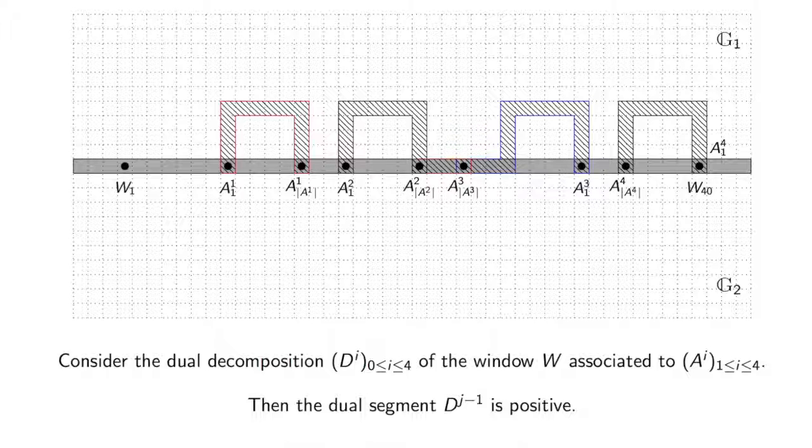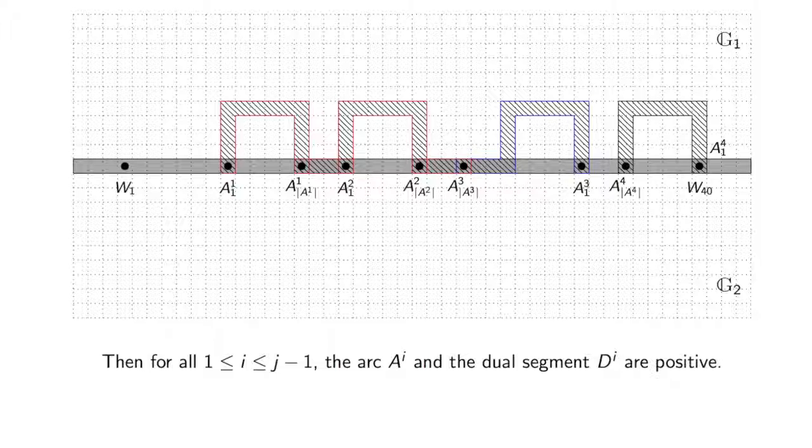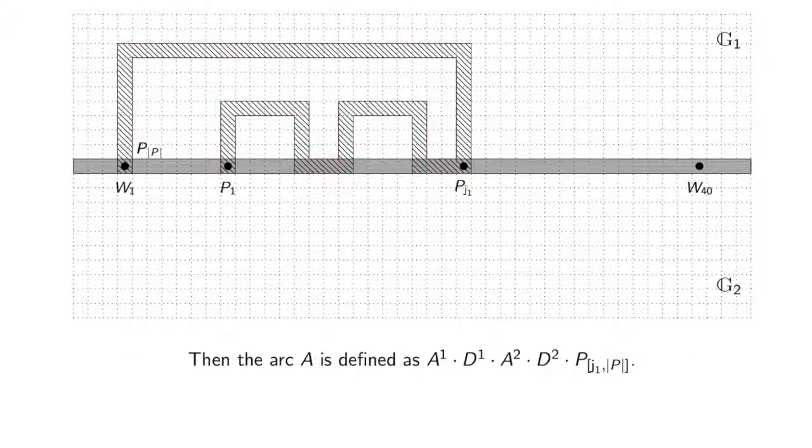Consider the dual decomposition of the window W. The last position of the dual segment D2 is the last position of A3, that is to say Pj1. Then the dual segment D2 is positive. This dual segment is in red. From the main result of the toolbox, the arcs A1 and A2 in the dual segments D1 and D2 are positive. We can define the arc A as the concatenation of the positive arcs, the positive dual segments and the segment of P from J1 to its last position.